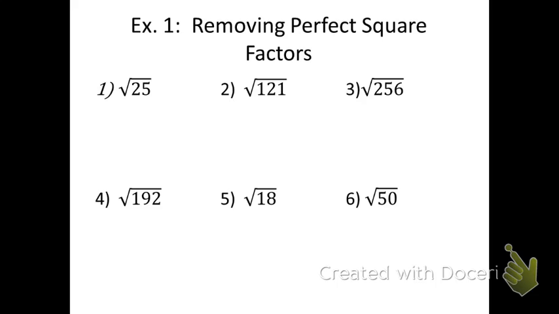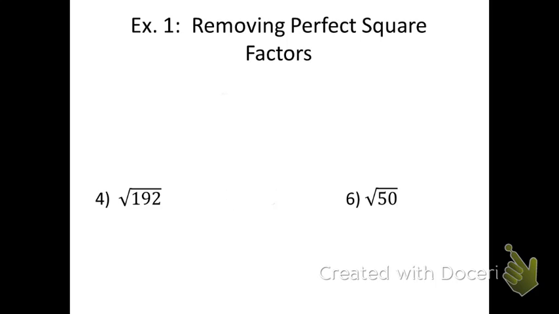Now number 4 is a little bit more tricky because it's not a perfect square root. 192 is the number that's the radicand, so we need to factor that. We know that 14 times 14 is 196, and that doesn't work. And we know that 13 times 13 is 169, and that doesn't work. So what we could do is factor it out. So we could just take 192, and we start factoring it.